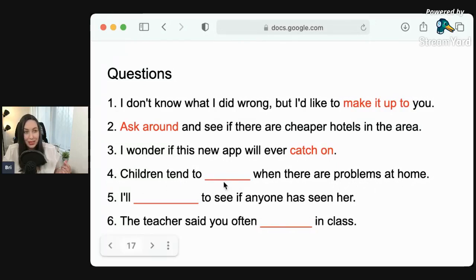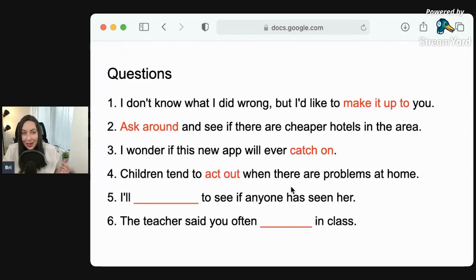Ooh, who remembers the last one? Children tend to when there are problems at home. Oh, very good, Srey. I see lots of correct answers. Osman, very good. Okay, children tend to act out when there are problems at home. Excellent. Children tend to behave poorly or act in a bad way when there are problems at home. So if they are stressed out at home, children will probably act out, okay?